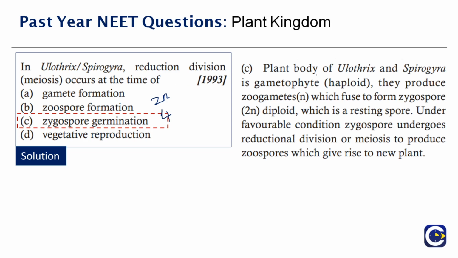Ulothrix is a green algae and Spirogyra is also green algae. They are gametophytes. They produce zoogametes which fuse to form a zygospore. So this reduction division occurs at the time of zygospore germination. Okay, the correct answer is option C. Now let's move to the next question.